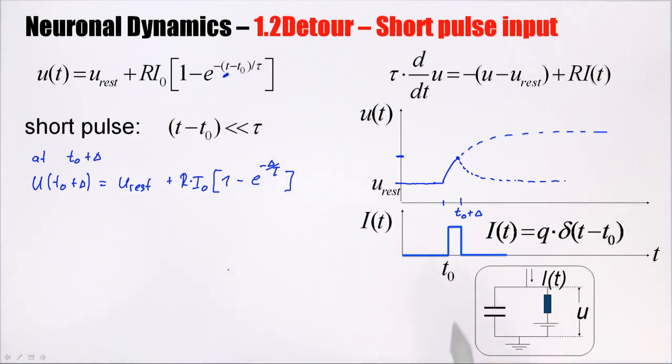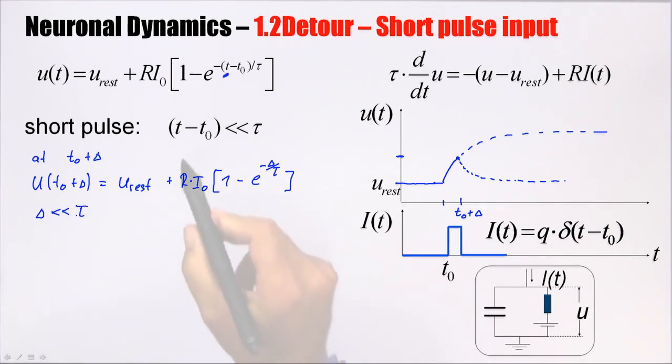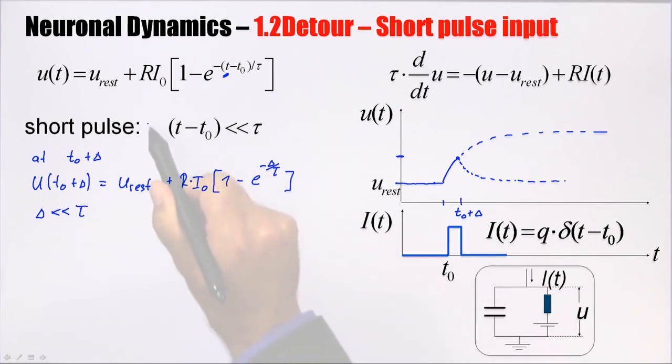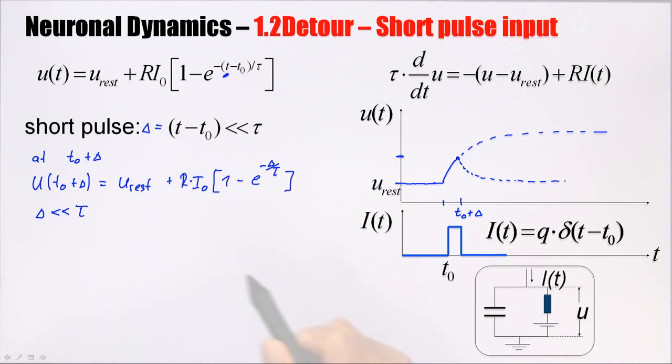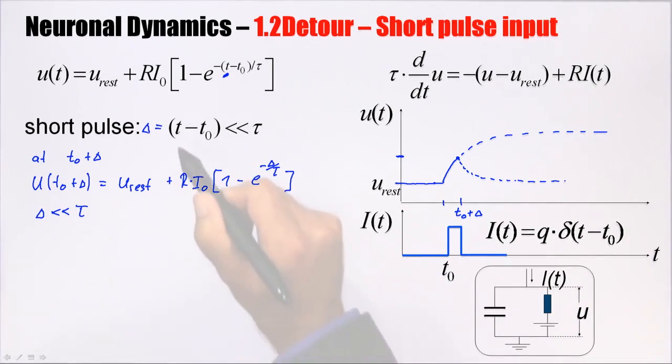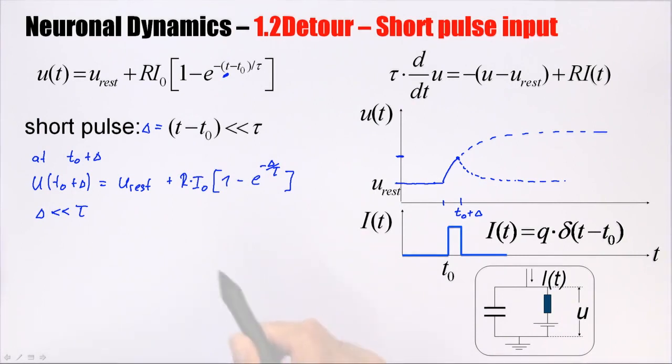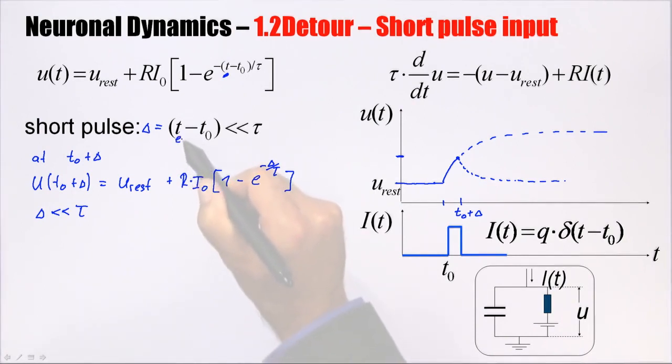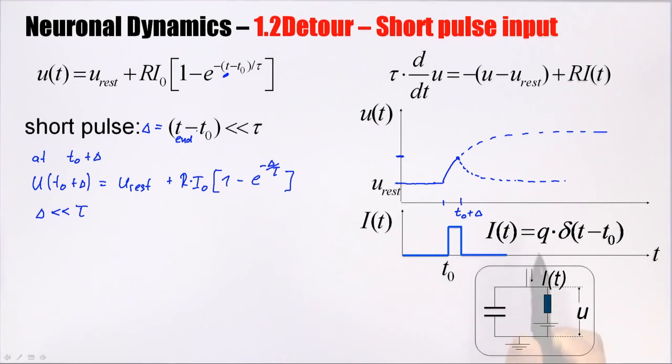Now suppose that delta is really short. Suppose that delta is much shorter than the time constant. That's the condition that I've written down here. Delta, defined as t minus t0, is much shorter than tau. That's sort of the end of the pulse. Delta much shorter than tau.